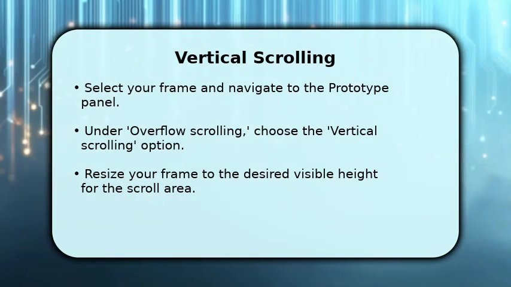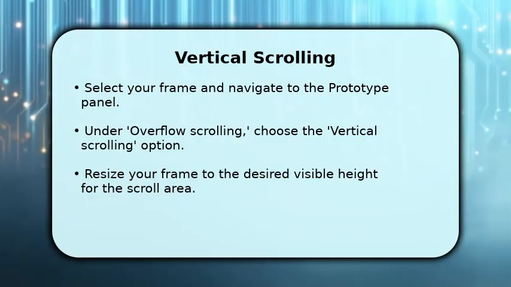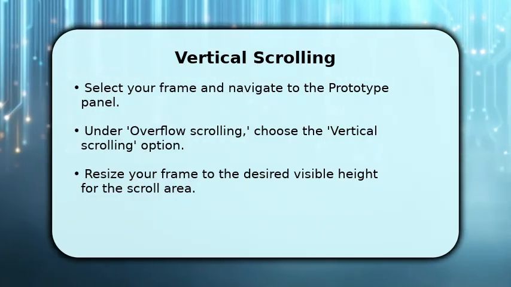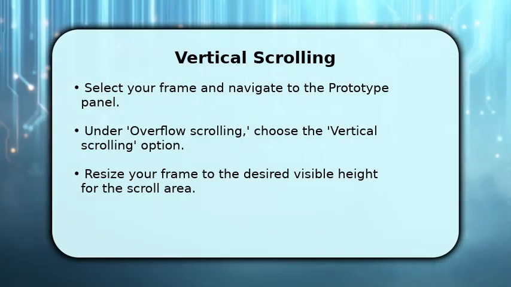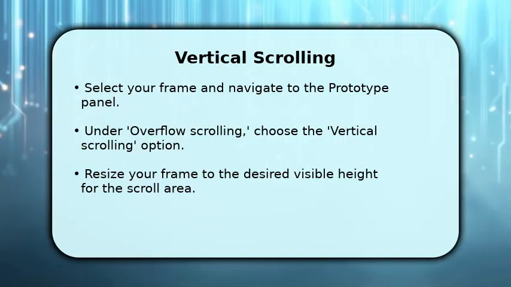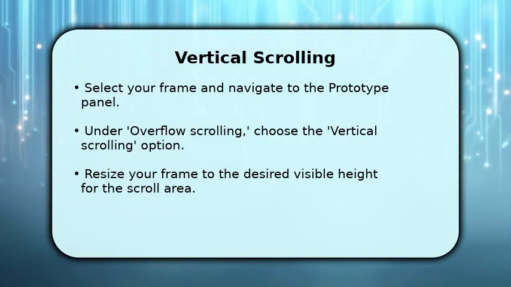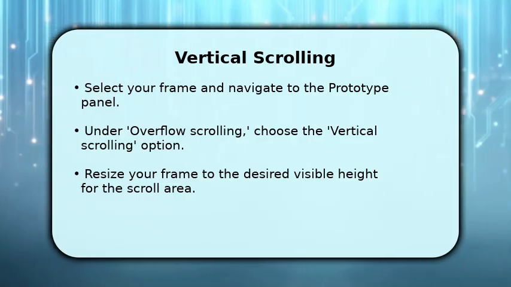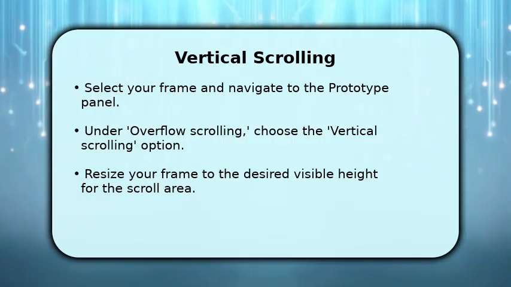Now, let's set up vertical scrolling. With your frame selected, head over to the Prototype panel on the right side. Locate the Overflow Scrolling dropdown, which is usually set to No Scrolling by default. Change this to Vertical Scrolling. Remember to adjust your frame's height to define the visible scroll area. Finally, click the Present button in the top right corner to see your vertical scroll in action.